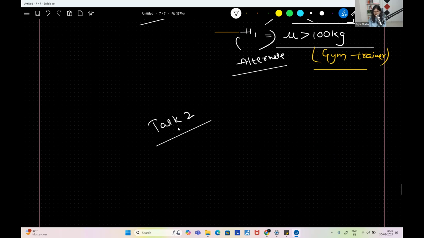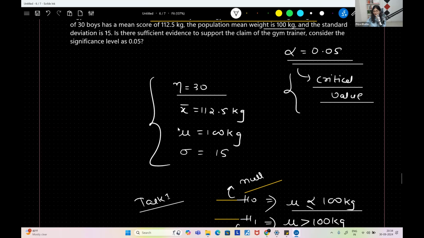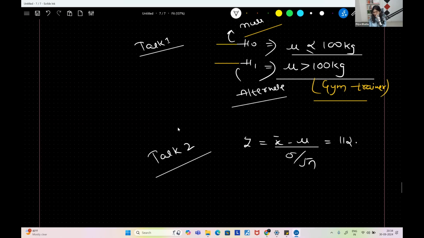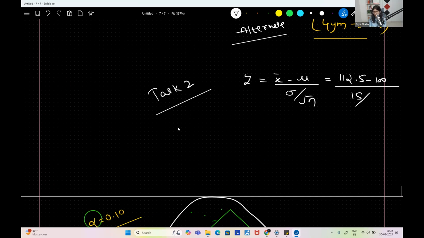Now the value of z is x bar minus mu divided by sigma upon square root of n. X bar, we know the value is 112.5, minus the average, which is 100. Sigma is 15, upon square root of 30. We will try to evaluate this value of z. So what value are we getting? Can anyone confirm? This value seems to be 4.56.